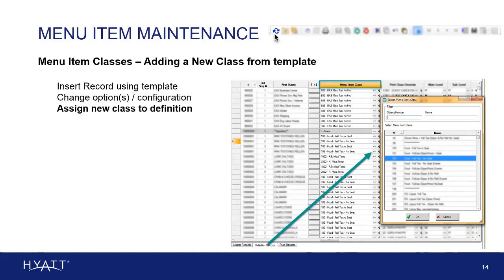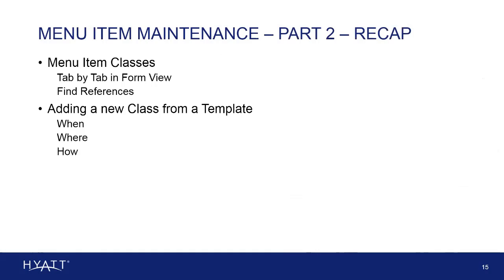Then if you scroll over to that menu item class column, you can simply change that food full tax no seat menu item class from 102 to our new one, 107 or 108, for food retail tax no seat. Setting that menu item class then updates that menu item definition to apply the new tax that we changed on this example. So to recap, we covered menu item classes.